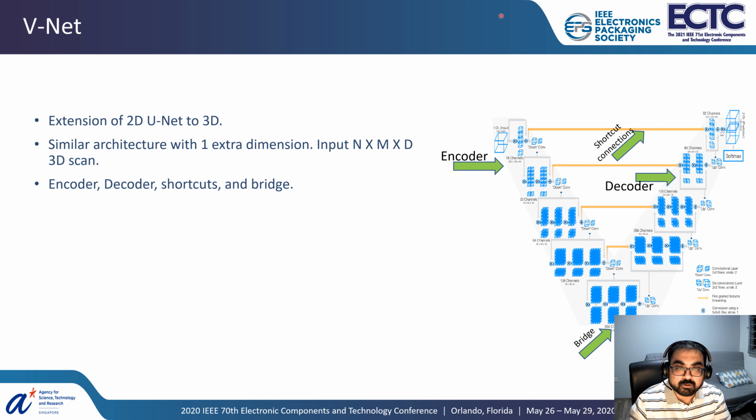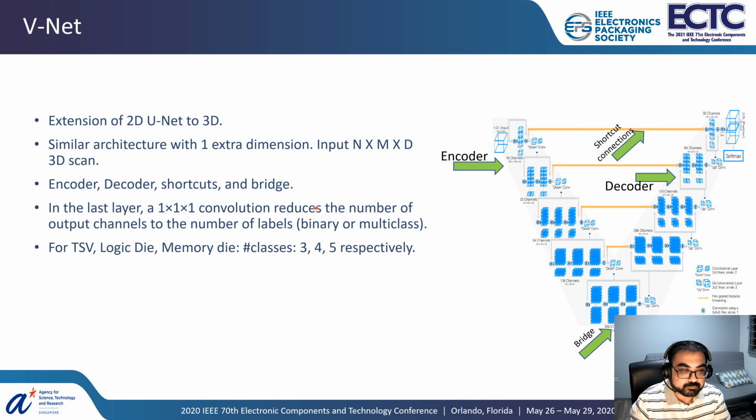And for your shortcut connections, this is needed so as to provide equal resolution features from the encoder path, to get high resolution features for the decoder. In the last layer, we have a 1x1x1 convolution to reduce the number of output channels based on the number of labels we need. So if we are doing binary segmentation, we'll only have two labels. If we're doing multi-class, we'll have multiple labels.